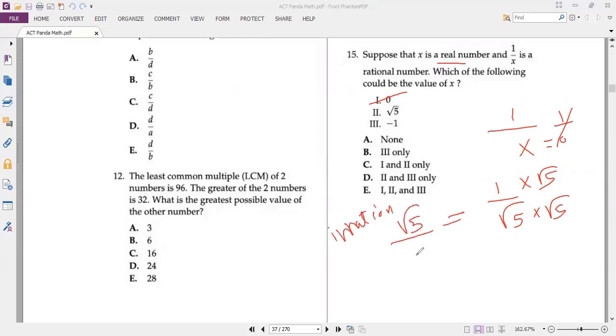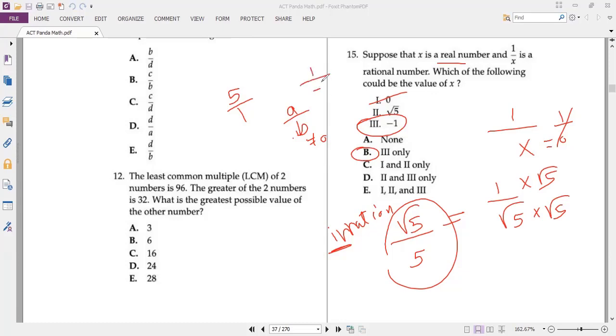What is an irrational number? It cannot be written as a over b without a root. Still, a number under the root is an irrational number. A over b without any roots and b not equal to 0 is rational, like a fraction. An integer like 5 is a rational number. So only choice B is a rational number, because 1 over negative 1 is negative 1, and negative 1 is a rational number. So number 15, the answer is B.